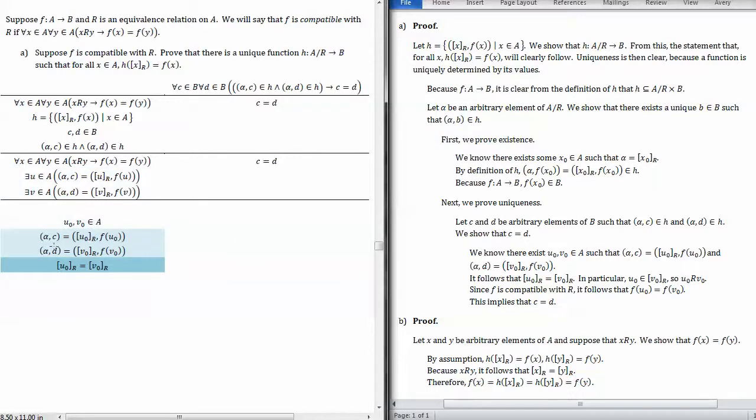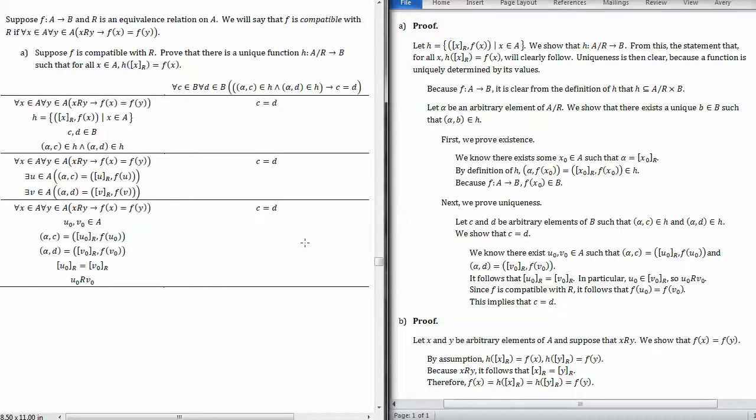And well, notice here, from this one we get alpha equals U naught bracket R, and from the second one we get alpha equals V naught bracket R. Those alphas are the same, and so these two equivalence classes must be the same as well. Okay. And if they're the same equivalence classes with respect to the relation R, then they are related by R.